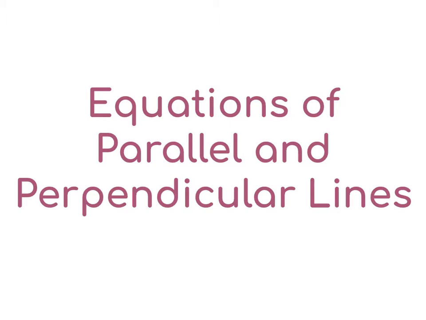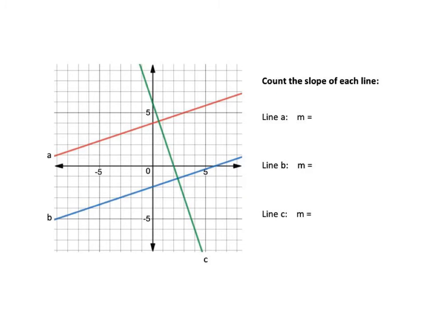In this lesson, we are going to learn how to write the equations of parallel and perpendicular lines. So to review the relationship between parallel and perpendicular, I would like you to count the slope of line A, B, and C that you see on your screen. So for line A, I see a slope of 1/3. It rises 1 and runs 3. For line B, I see it goes up 1, right 3 again, so this is 1/3.